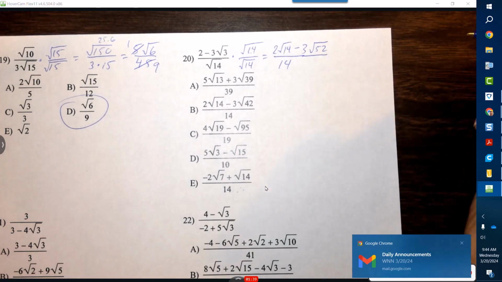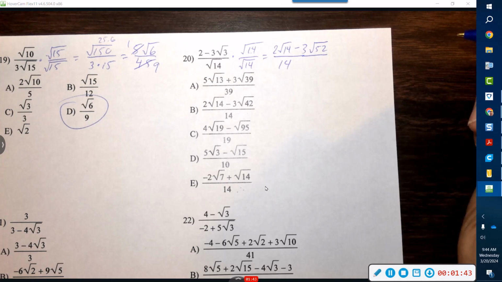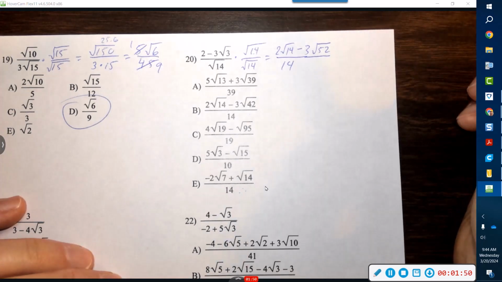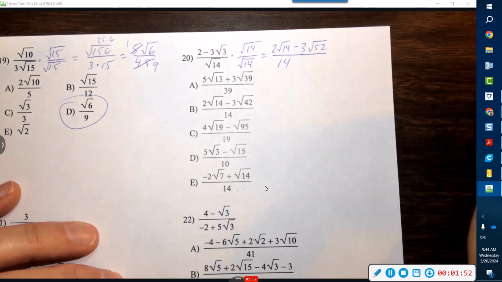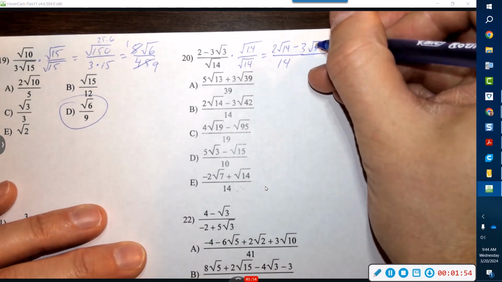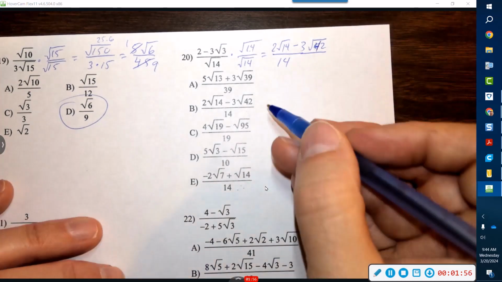Okay, and let's see, inside 52, what's in 52? Let's see here. Unless, oh, it's 42. Okay, it's 42, and that answer is right there.